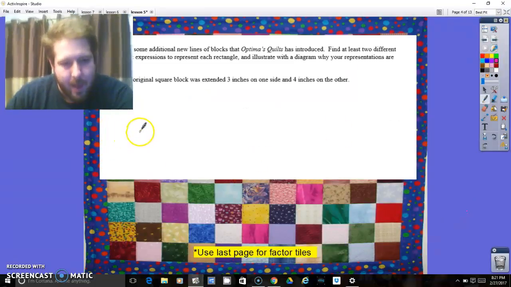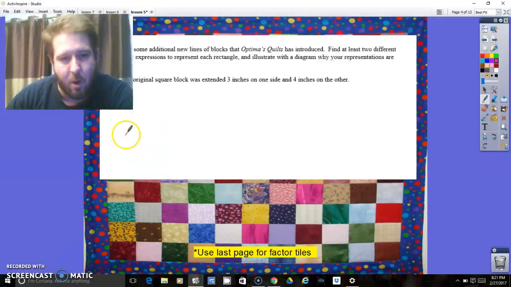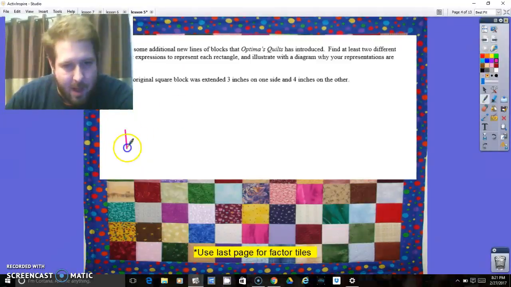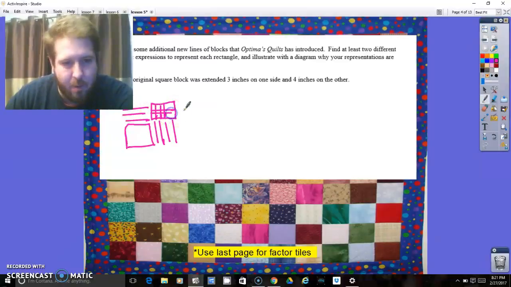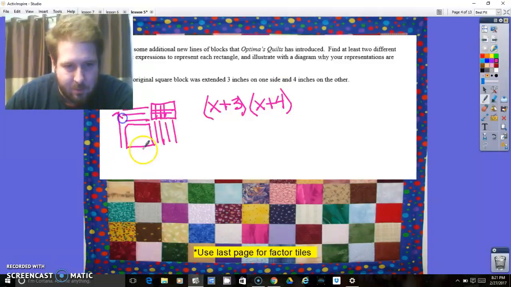All right, I'm not going to make a diagram for every single one of these, but I do want to make sure I show you how to write it in all 3 ways. So once again, a block was extended by 1, 2, 3 this way, 1, 2, 3, 4 this way. That means you're still going to need 12 blocks to complete that rectangle. So that's an x plus 3 times x plus 4 rectangle, because those are the dimensions, x plus 3 here and x plus 4 this way.